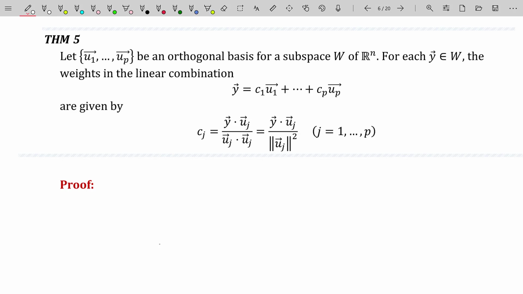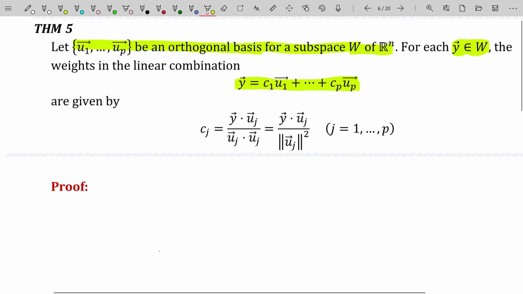Well, that's where this theorem comes into play. Suppose we're given an orthogonal basis u1 through up for your subspace W, which is a subspace of R^n. Then, for each vector y in your subspace, you can create a linear combination of those orthogonal basis vectors: c1 u1 plus c2 u2 all the way to cp up, but you don't know what those weights are. You know what the vectors u1 through up are. They are the orthogonal basis vectors. But how are you going to find c1, c2, c3 all the way to cp, those weights?